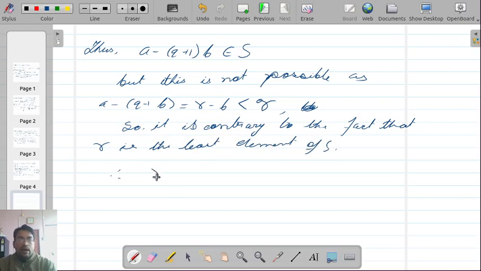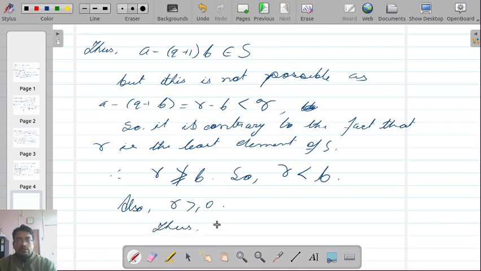So therefore, R cannot be greater than or equal to B. So R has to be strictly less than B. Okay, and already R is greater than or equal to 0. Also, because R is an element of S, R is greater than or equal to 0. So thus 0 less than or equal to R, strictly less than B. Okay, so this condition is already there.